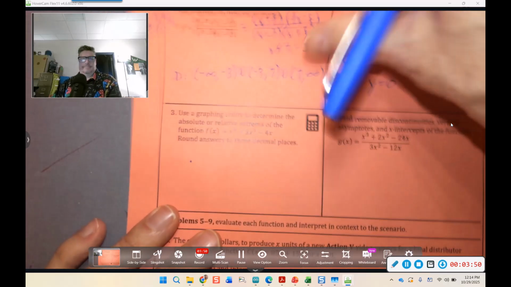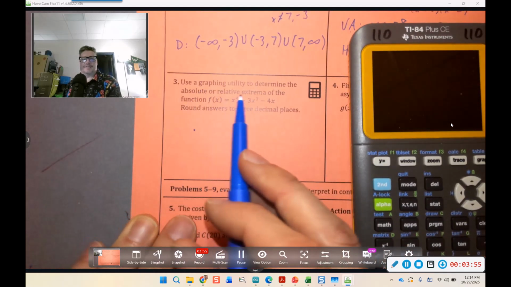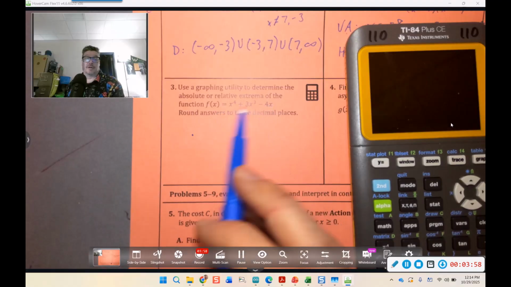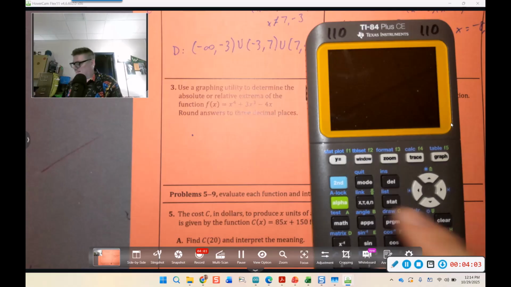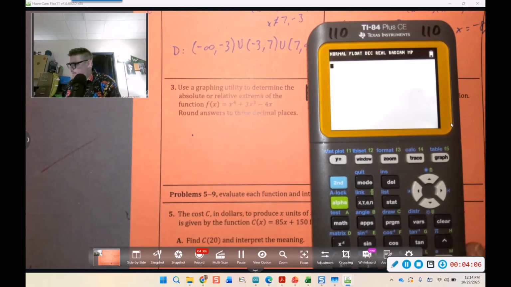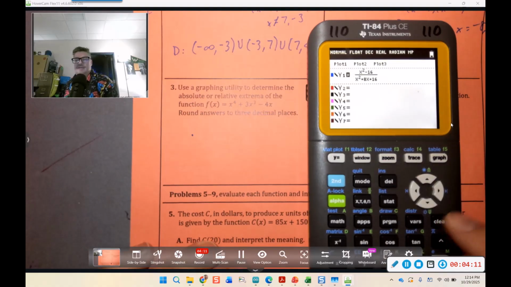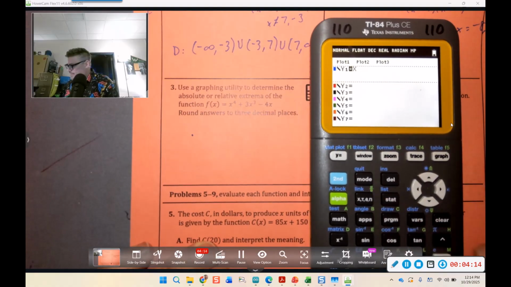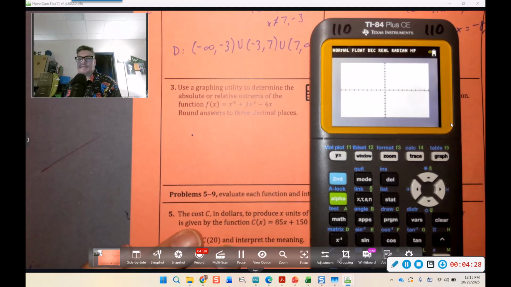All right, now this one says we're going to have to use a calculator, so I've got my calculator ready. Using a graphing utility, determine the absolute or relative extrema of the function here, and round the answers to 3 decimal places. Well, let's take a look at this. We might have to play with the window a little bit, but let's go to y equals. We're going to erase whatever's there, and we're going to have x to the 4th plus 3x to the 3rd minus 4x. Let's do a zoom standard so that we're kind of in the middle of things.